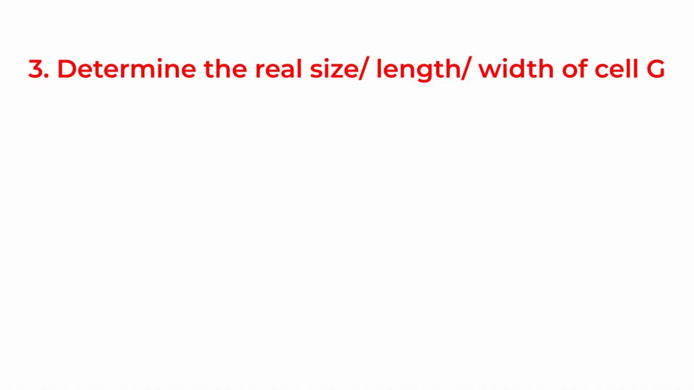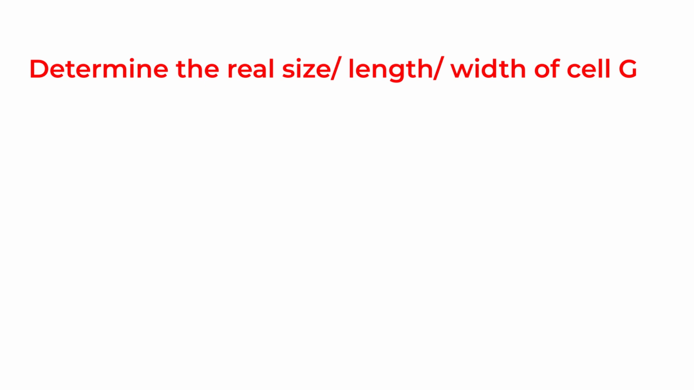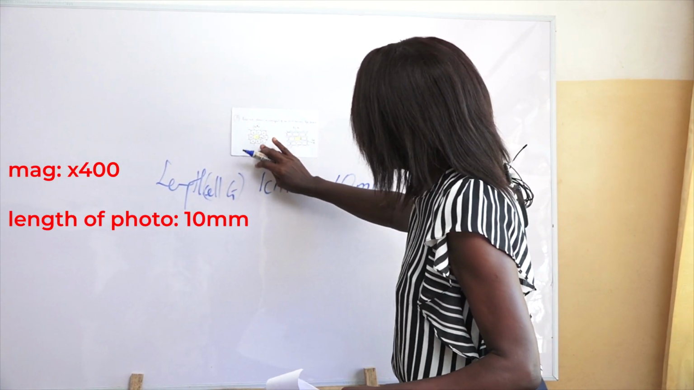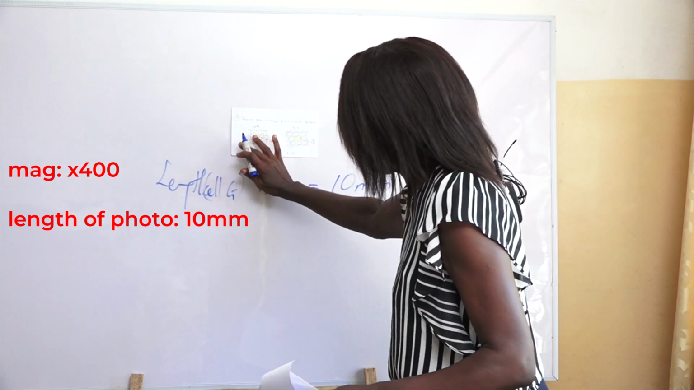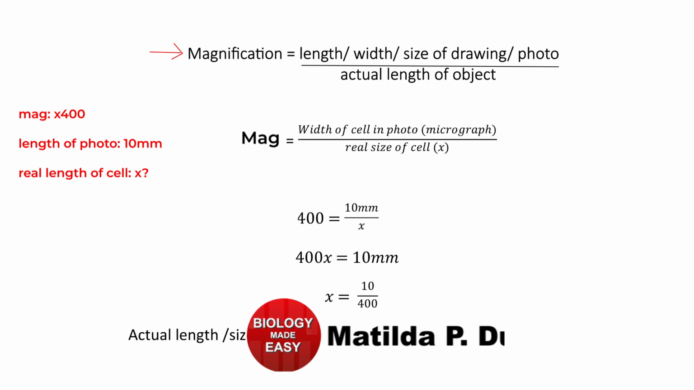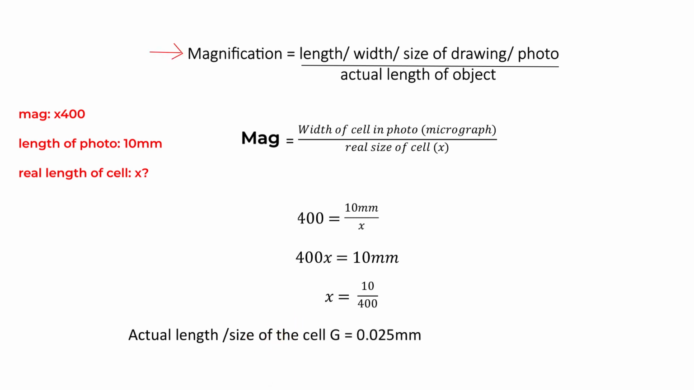All right? Then question II says determine the real size or width or length of cell G. Now, in working out the size, we have been given the magnification. We also know the length of the cell in the photo. And magnification is length of drawing or length of photo or picture divided by length of the object. That is magnification. The actual length, all right? Real size or actual length.